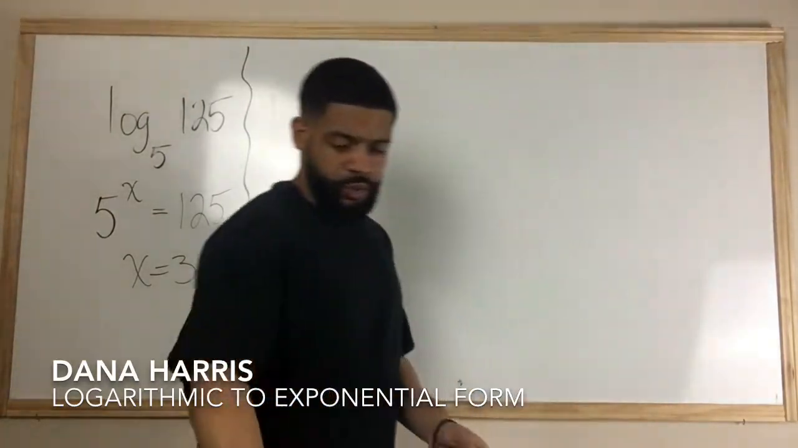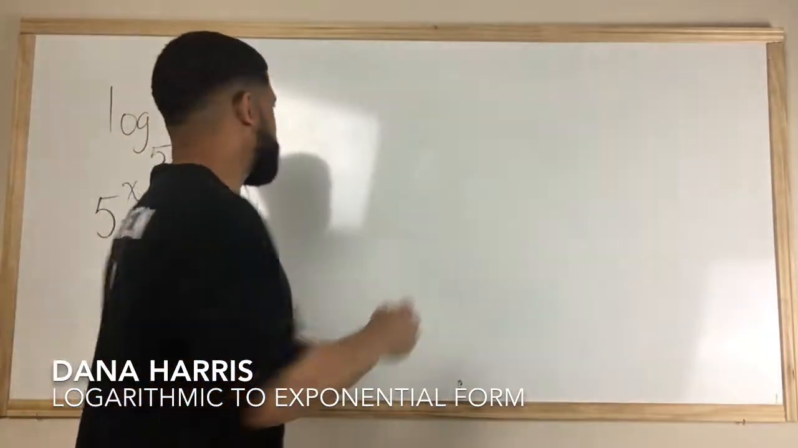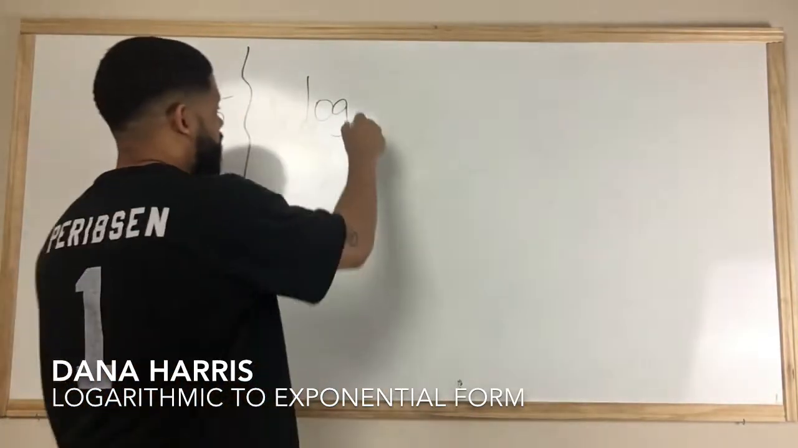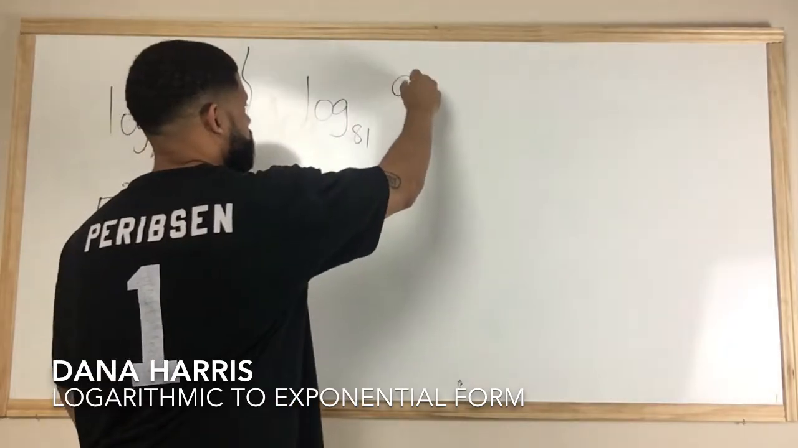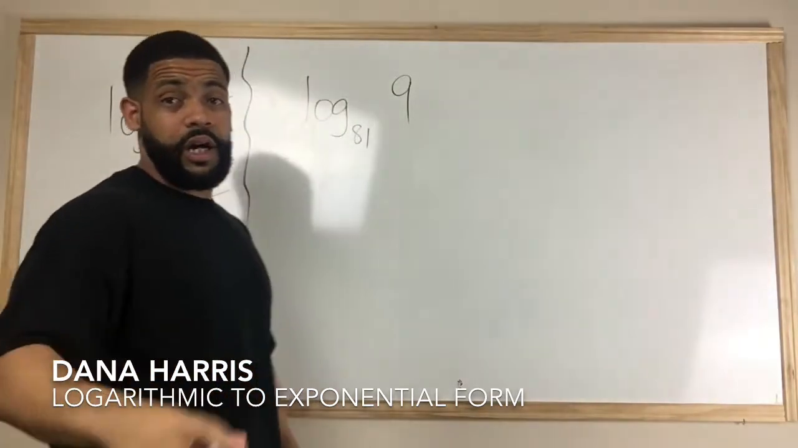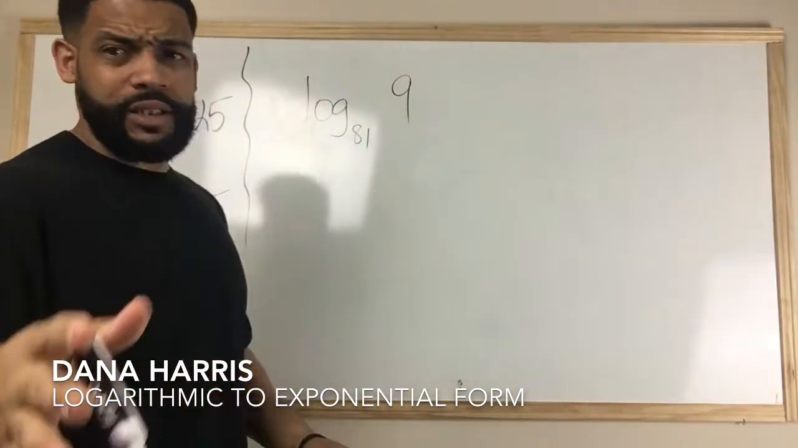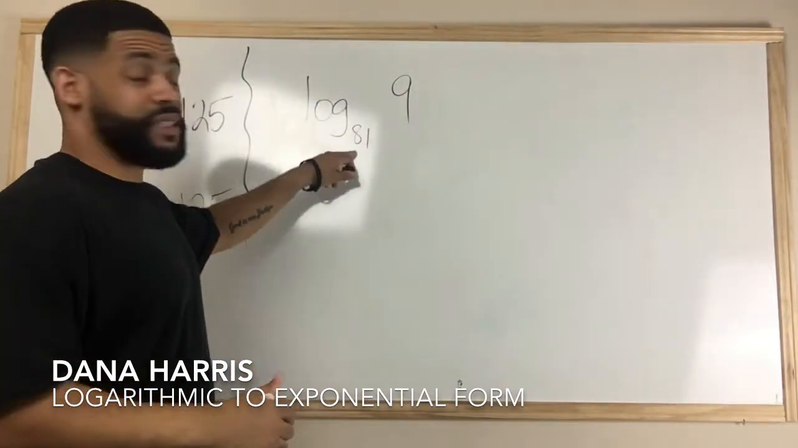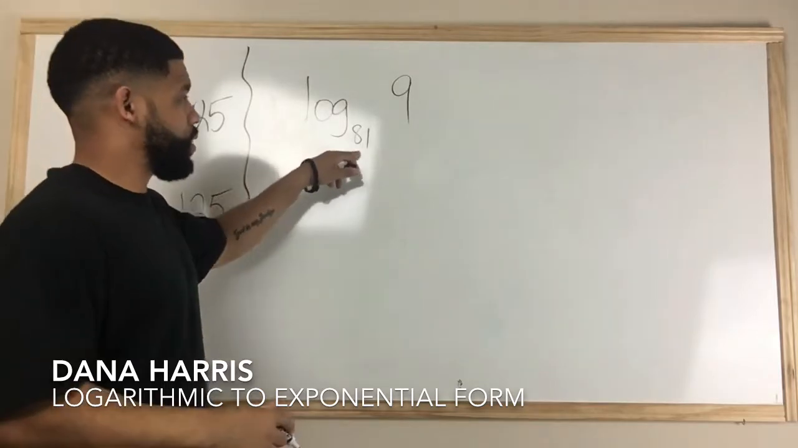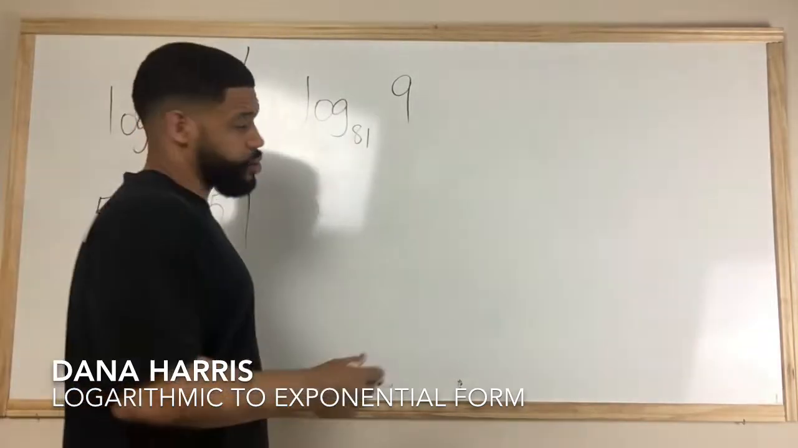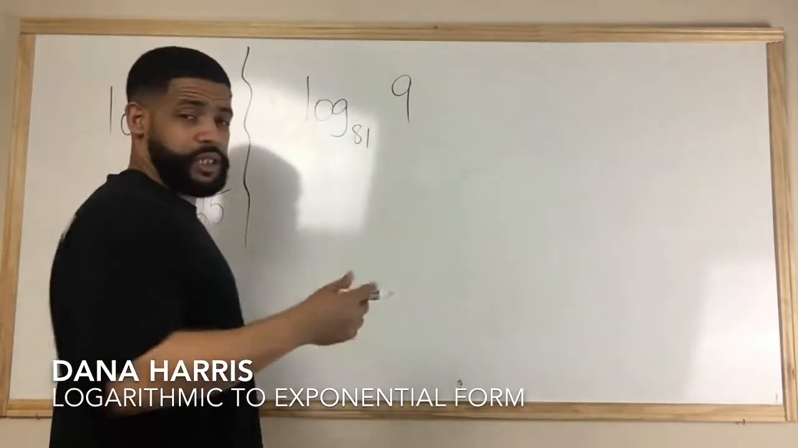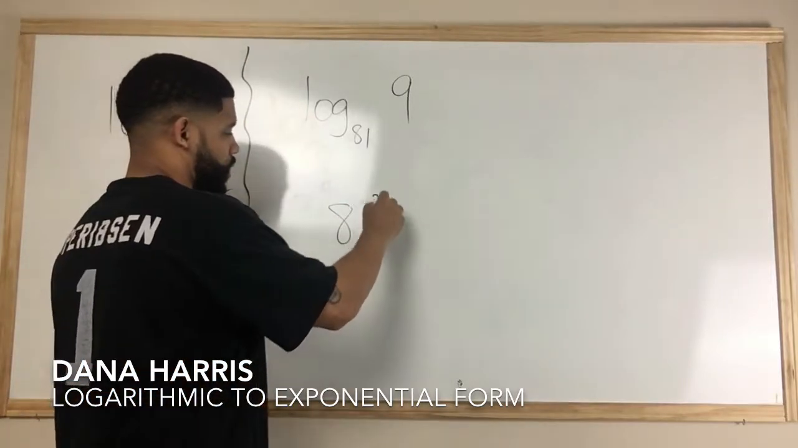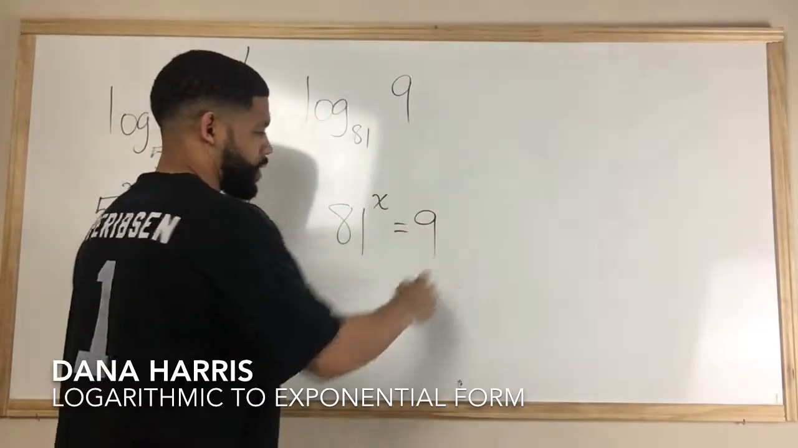Okay, so let's do one more example without the equal sign. Let's say I have log base 81 of 9. I apologize for the glare there, but log base 81 of 9. Notice my base is larger than this number right here. So what I'm going to redo this as for exponent form is say 81 to the x power equals 9.